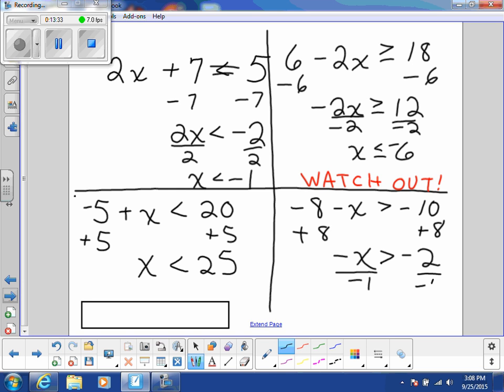Then divide by negative 1. That changes the sign from negative x to positive x. I want it to. Flip the inequality. Negative divided by negative will be positive.